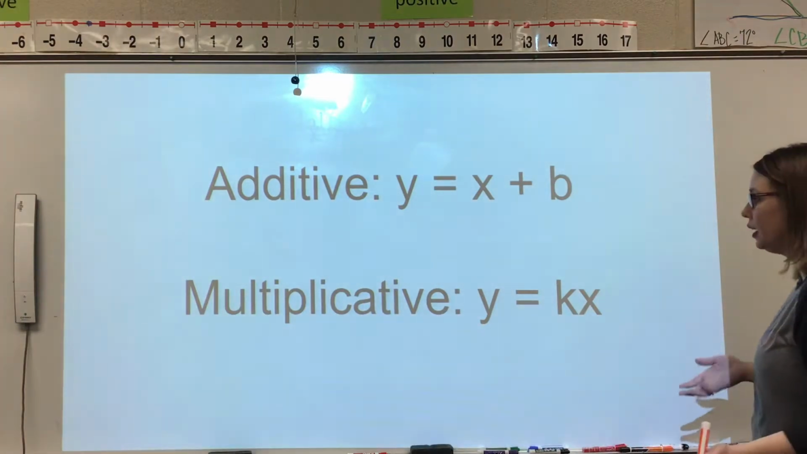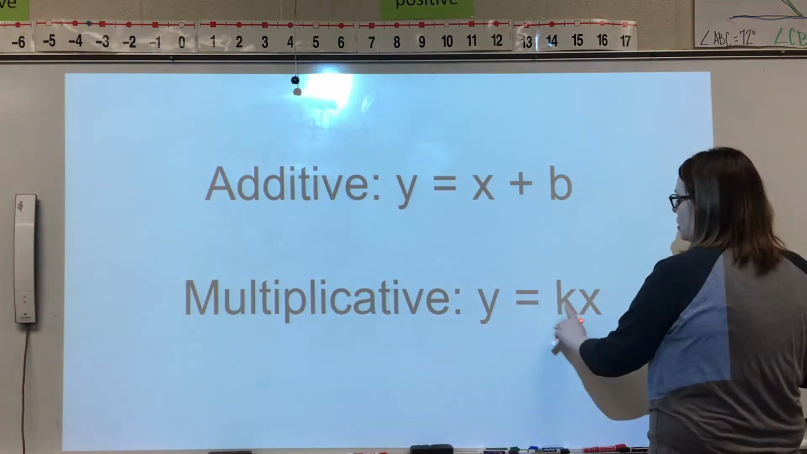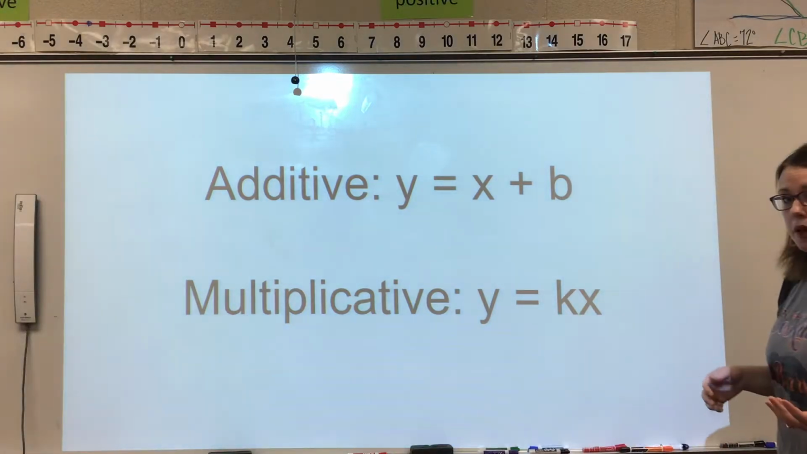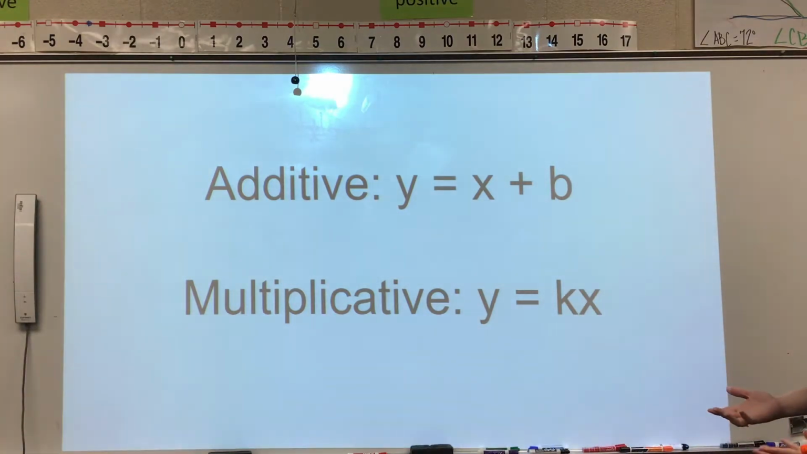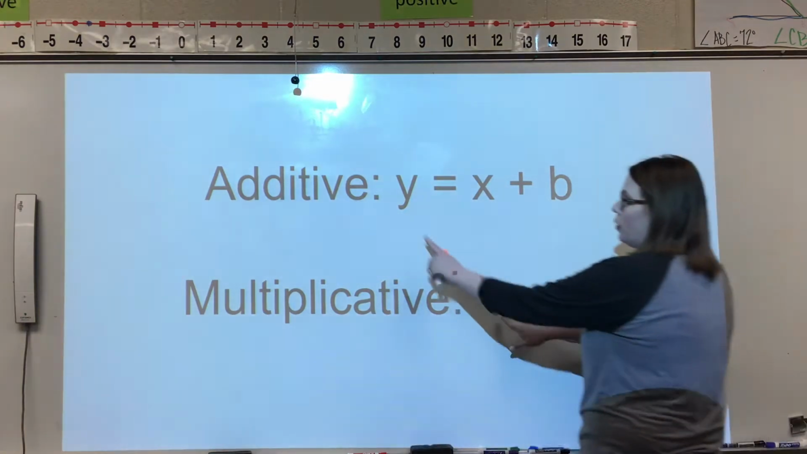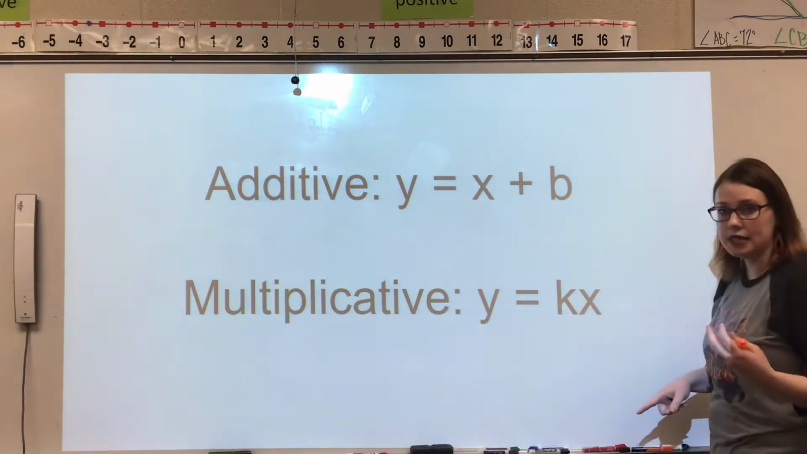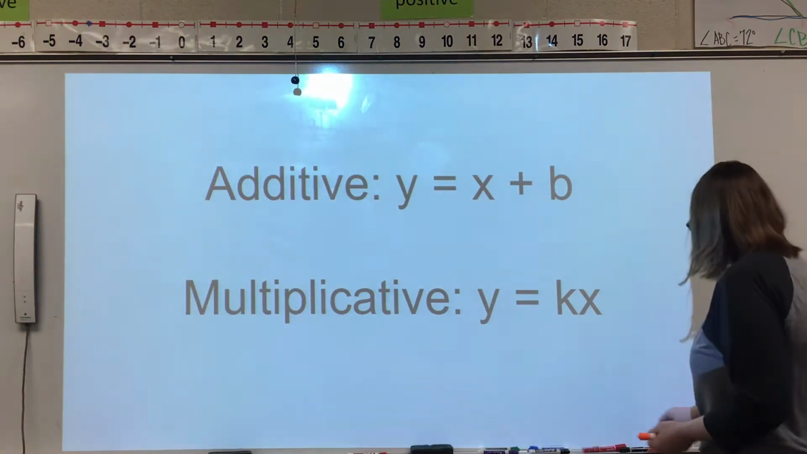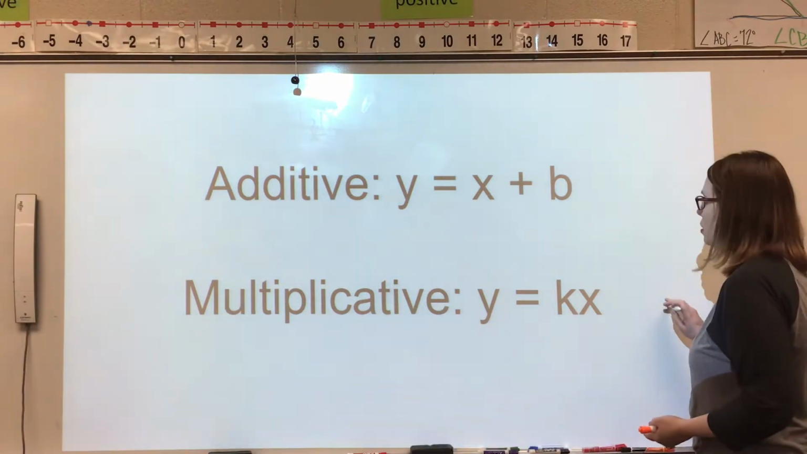So if it's multiplicative, we write it y equals k times x. And this k is whatever we're multiplying by or dividing by. But one thing to notice is they always start with y equals. And so that is how we have to set up these equations when we determine the rule. So let's look at a few examples.